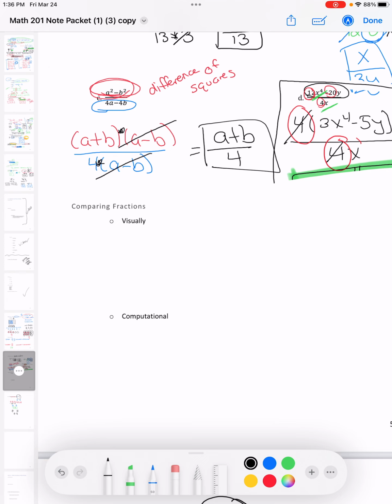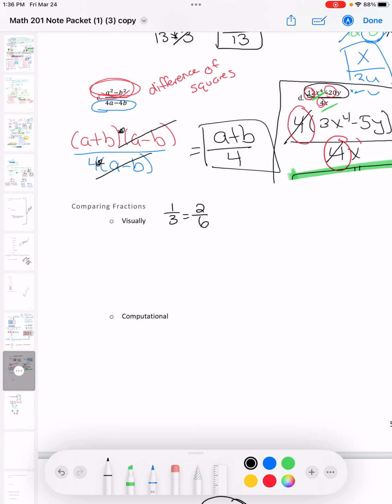So I'm going to draw some pictures. Visually, I'm going to show that 1/3 is equal to 2/6. And that is a true statement. They are both equal to each other. I could reduce 2/6 down into 1/3.